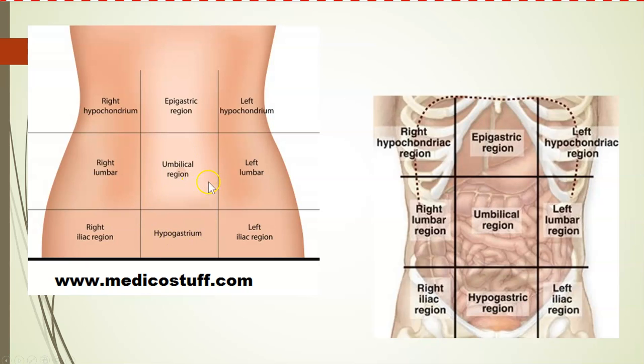So just as a review, the umbilical region is in the center. Epigastric is superior to the umbilical region. Hypogastrium or hypogastric is inferior to the umbilical region. On either side of the hypogastric region, we have the left and the right iliac or inguinal regions. Directly right or left of the central umbilical region are the left and the right lumbar. We then have the epigastric region that lies superior to the umbilical, and directly either side, left and right, we have the left and the right hypochondrium or hypochondriac regions.